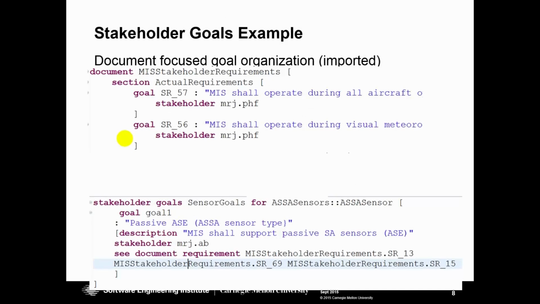At the top, we show you how we organize that in terms of documents containing sections and inside goals with identifications, descriptions, and so on. At the bottom, we have an illustration of a set of stakeholder goals centered around a particular system, in this particular case identified with the for clause pointing to an ASSA sensor.